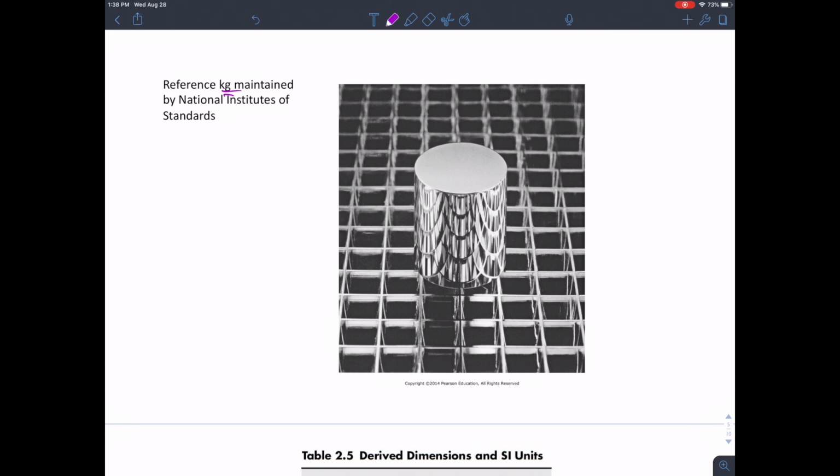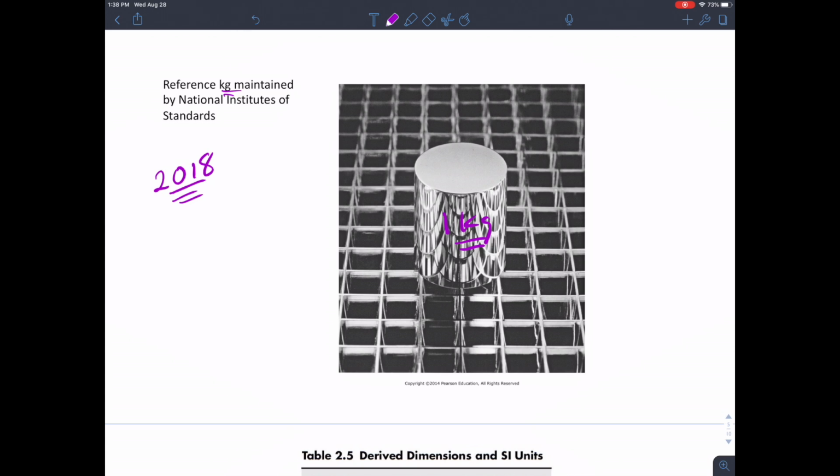I snarfed it out of the book. Here's a picture of a reference kilogram sample. This is supposed to weigh 1 kilogram, being held at the National Institute of Standards. Well, it turns out he's wrong because this book was written in 2014.